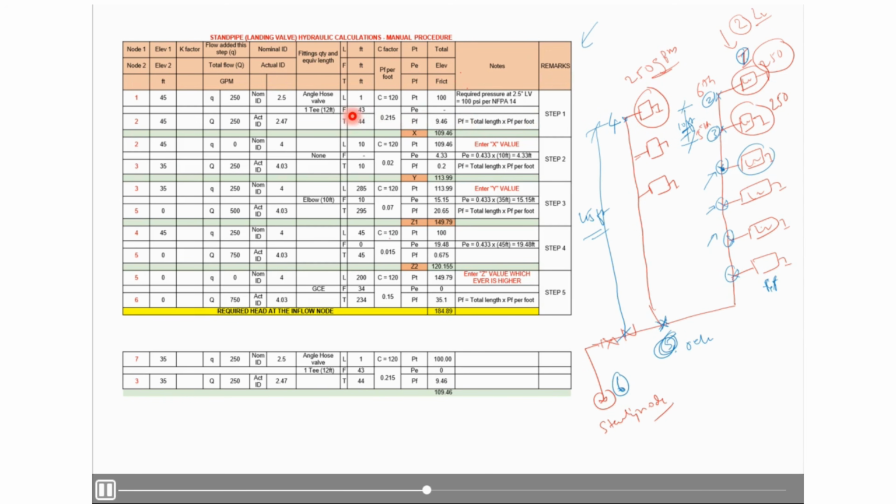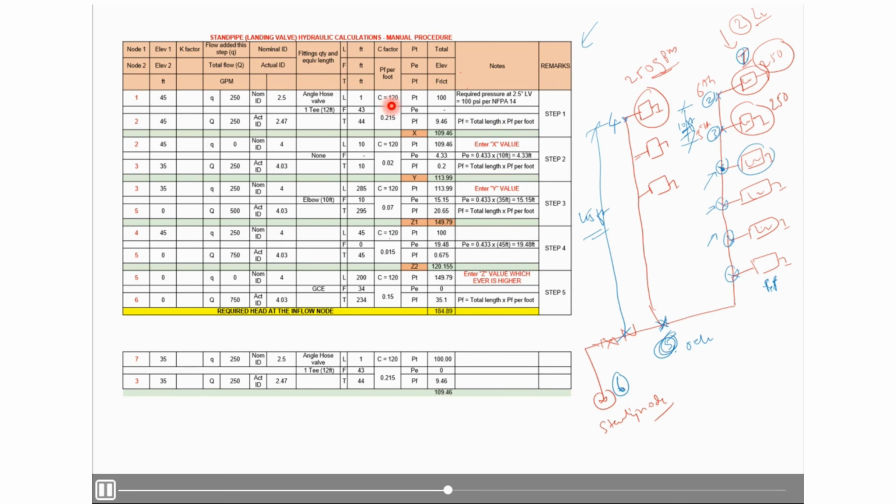And fittings equivalent length will be 43, because the angle valve equivalent length plus the T equivalent length gives 43 feet. So L plus F we are going to get about 44 feet. So the C factor for black steel wet pipes is 120. If you are considering any other pipes like PVC pipe or HDPE pipe, the C factor will be different. You have to check NFPA 13 for the C factor, or if you have dry pipe, the C factor is different.